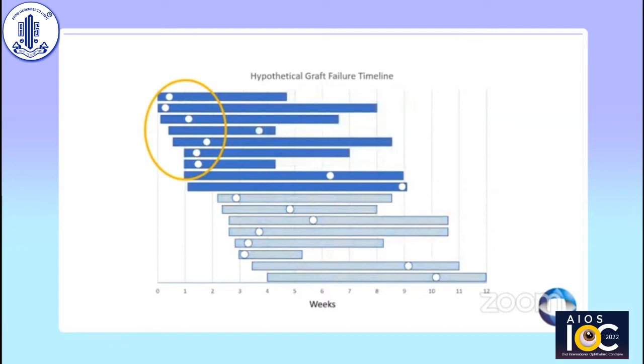Whatever the case, in this instance, early identification of trends could have identified the problem, instituted early corrective and preventative action, and potentially avoided any further graft failures.